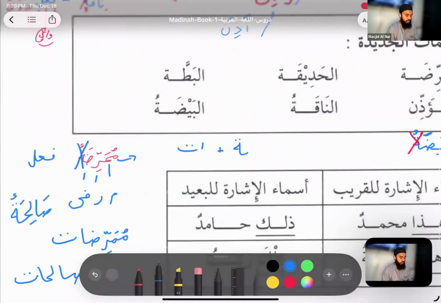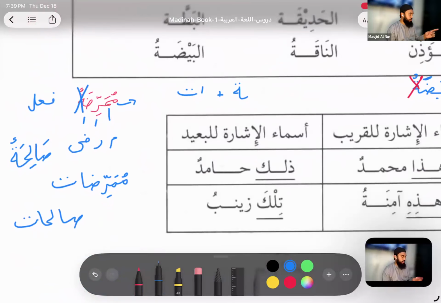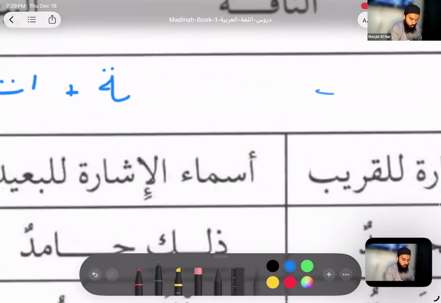If we look back, we did the word mumarrid. Mumarrida is a female nurse. Mumarrid is a male nurse. What will be the plural for mumarrid? Mumarridun, with a waw and a noon.